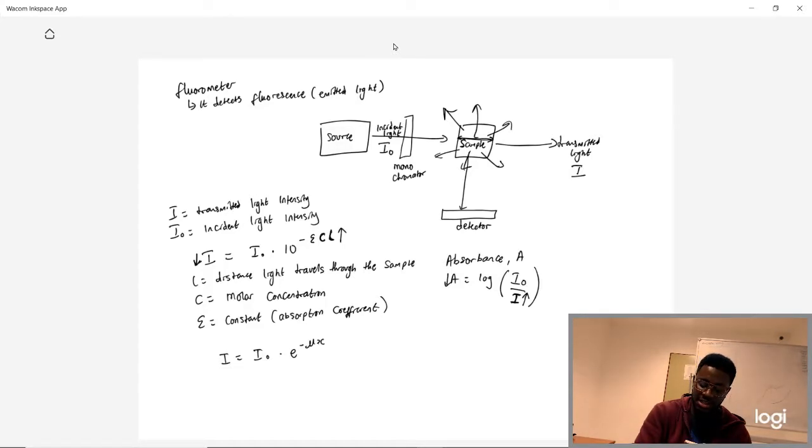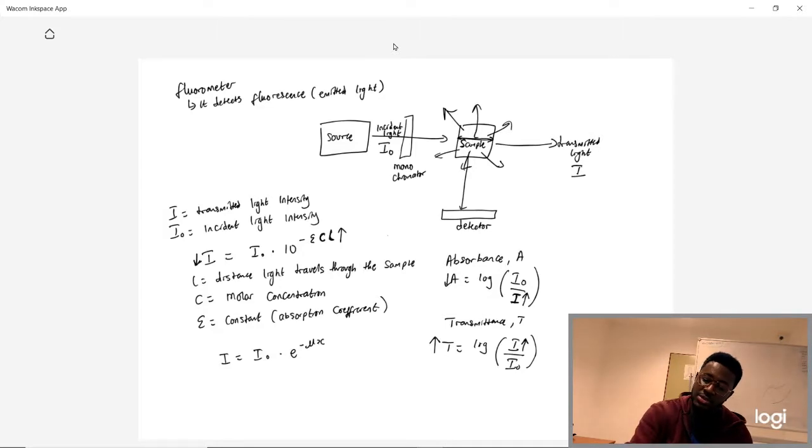If you check later, you're going to see transmittance. What's transmittance? It's basically the opposite: log of I over I0. That means if your transmitted intensity increases, your transmittance is going to increase. So they are both opposites. You understand, right?